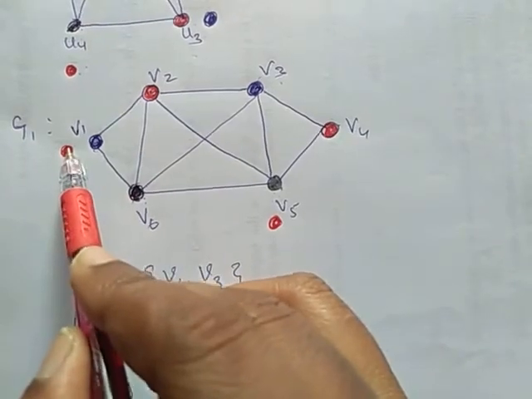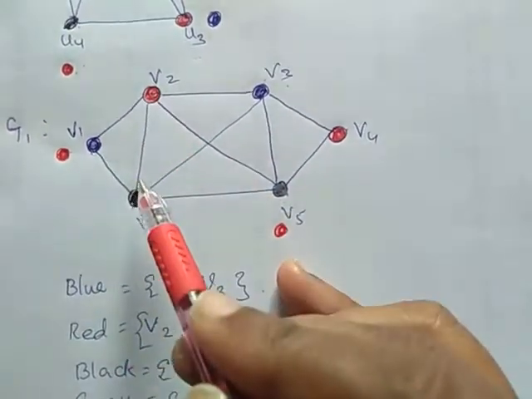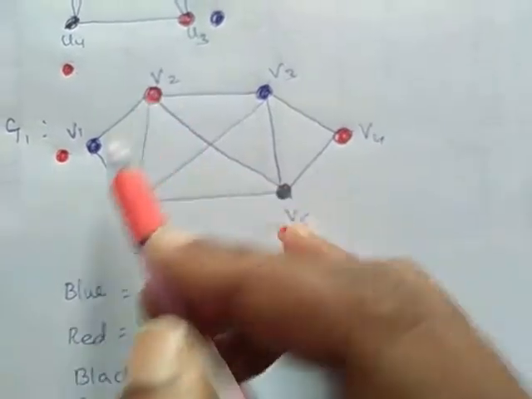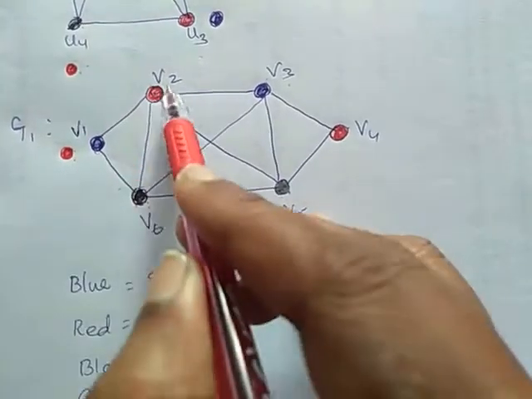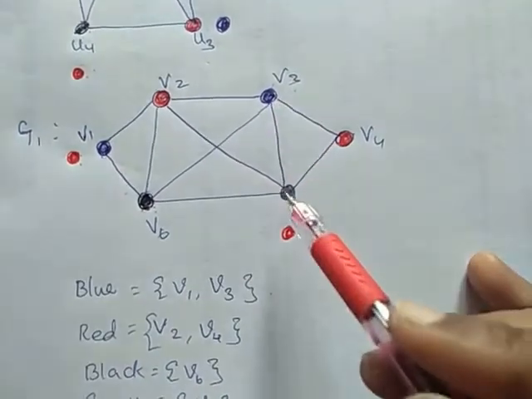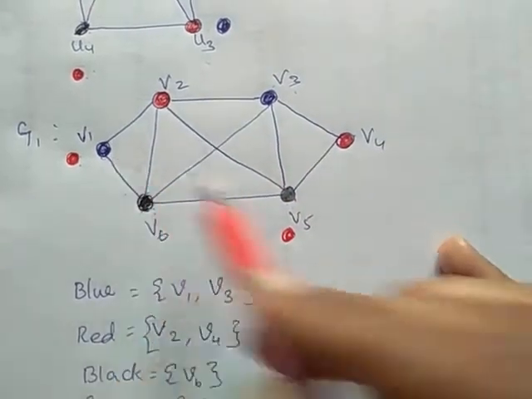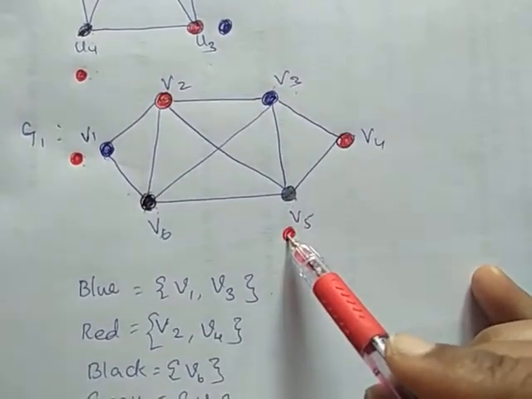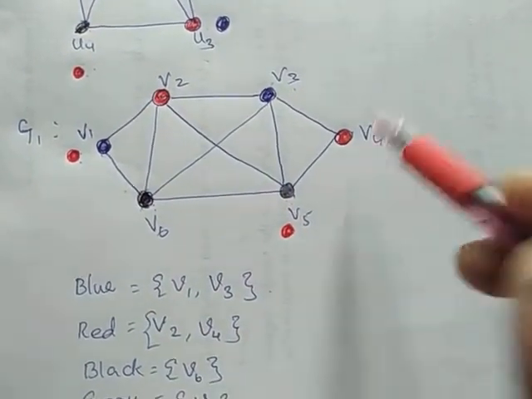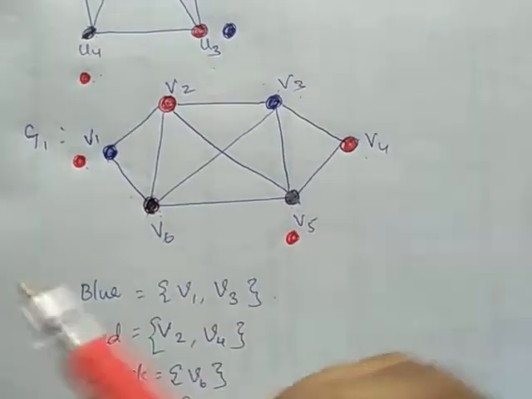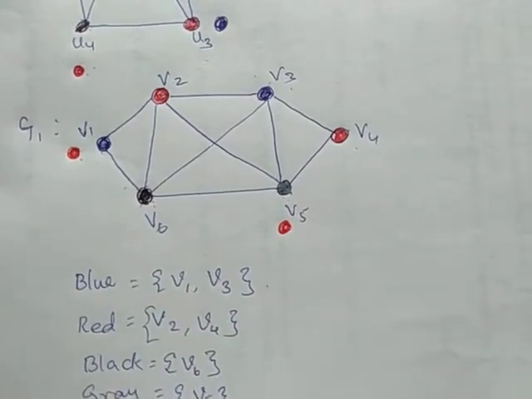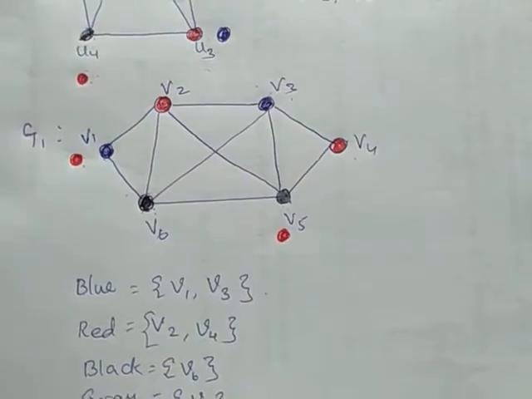V1, I'm taking it as red color. V2 and V6 are adjacent to this, so I'm not going to take the same color here. V3, V5, V4 are not adjacent to this, so I can take red here, I can take red here also, and here also. Anywhere is fine. So I'm taking it here.